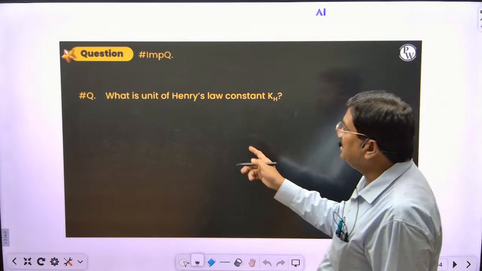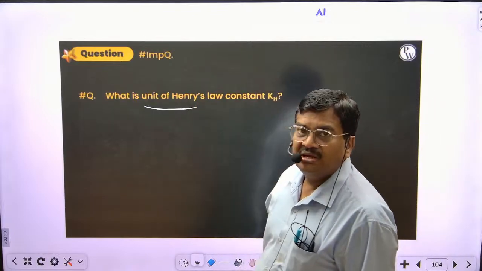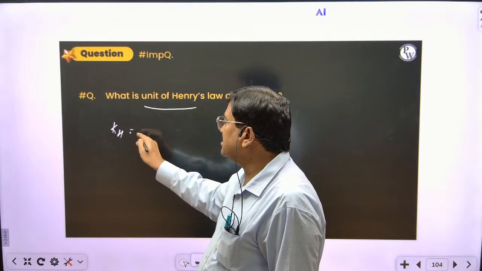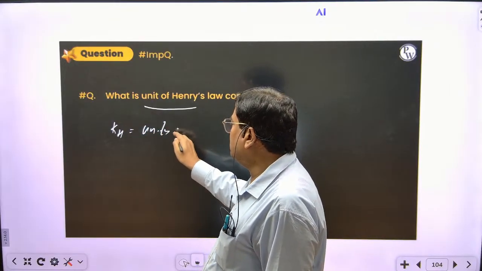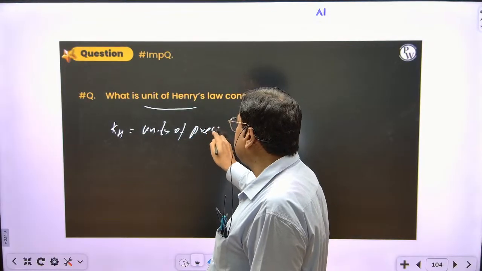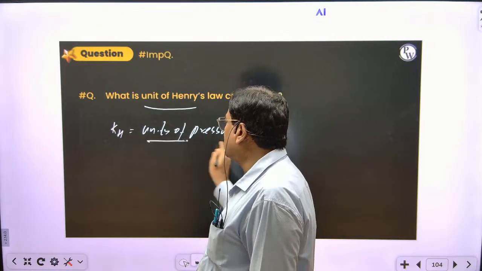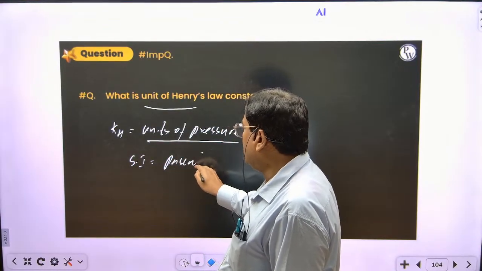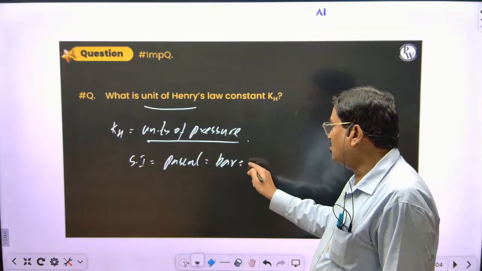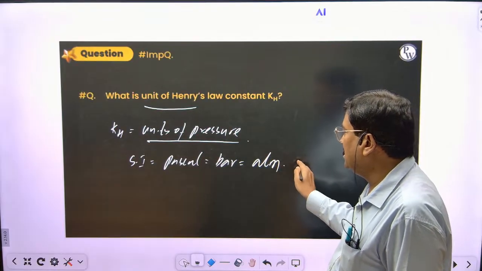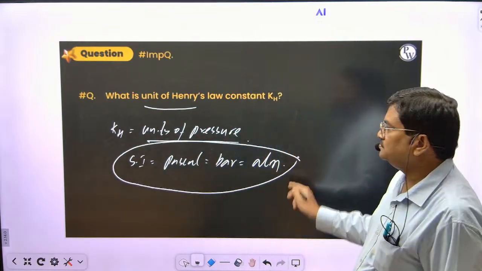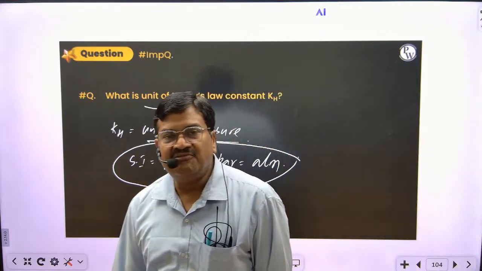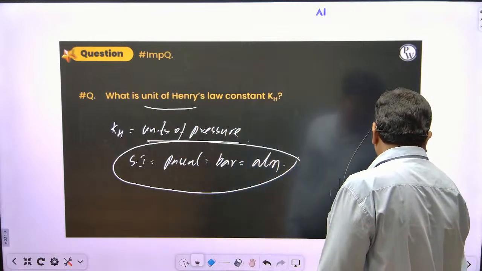Now see, what is the unit of Henry's law constant? What unit will KH have? I told you the units of KH will be the units of pressure. You remember units of pressure from first year, when you studied states of matter. What is the SI unit of pressure? Pascal. Or it may be bar. Or it may be atmosphere. These units will be the same as the pressure units. So KH will have the units of bar, pressure, etc. Understood all of you, right?